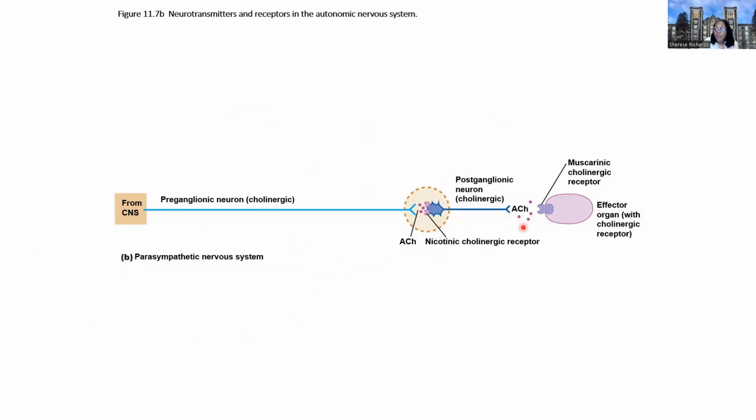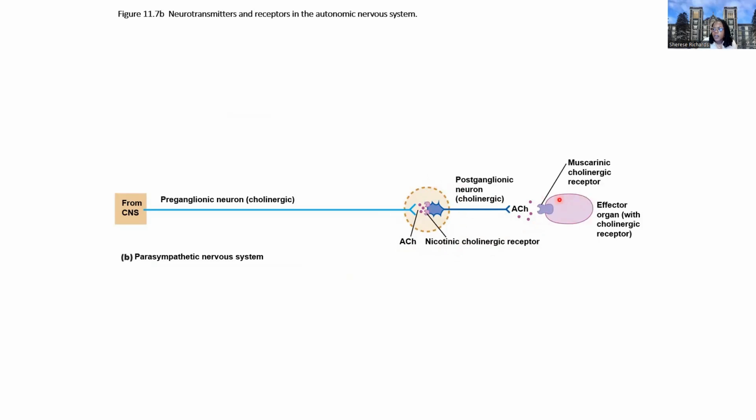However, the type of cholinergic receptor differs. So the cholinergic receptor that is on the cell body of the postganglionic neuron is nicotinic. It's fast. It's going to open automatically because the receptor is also a channel. We've talked about that type of fast or ionotropic receptor.